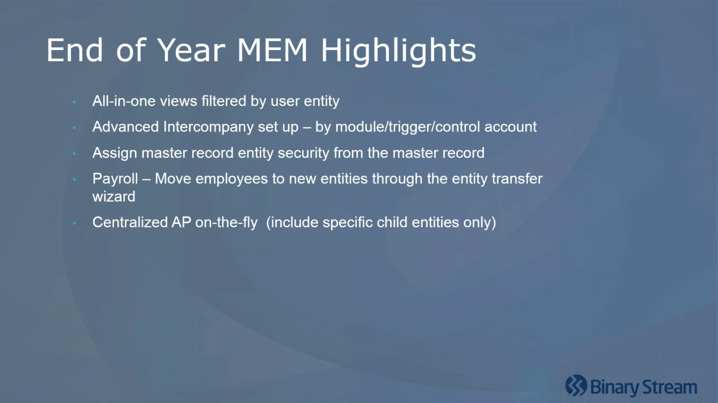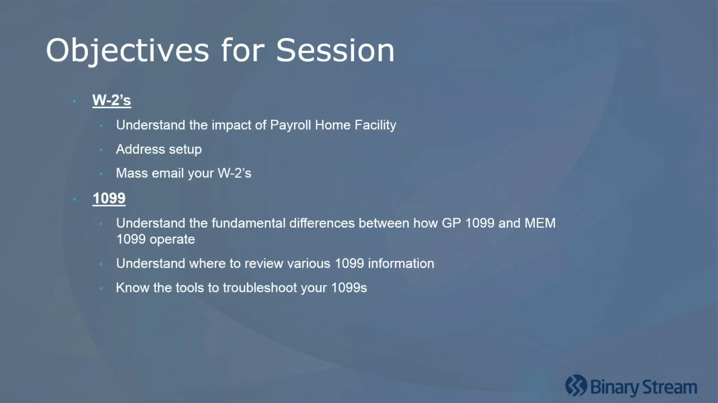And finally, with centralized AP, those of you using centralized AP, previously you would do the payment under the parent entity and it would pull in all of the documents from all your child entities. We do have some centralized AP on the fly ability now where you can select which entities you want to pay for in this particular payment batch. So those are just some new things added in this year. Again, that's on the latest GP 2016 R2. Those are all available to you now.